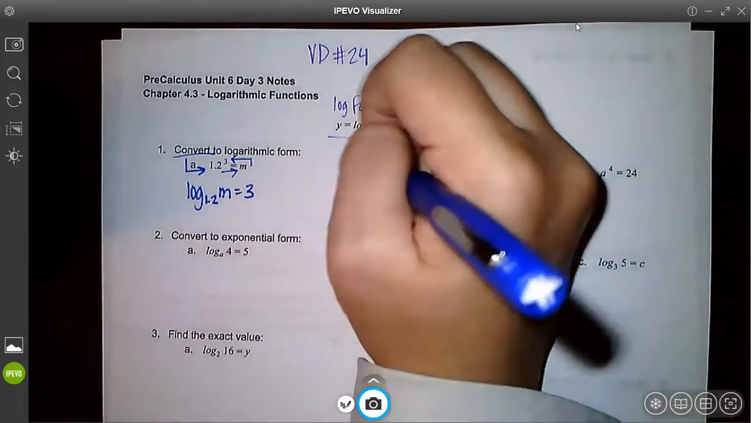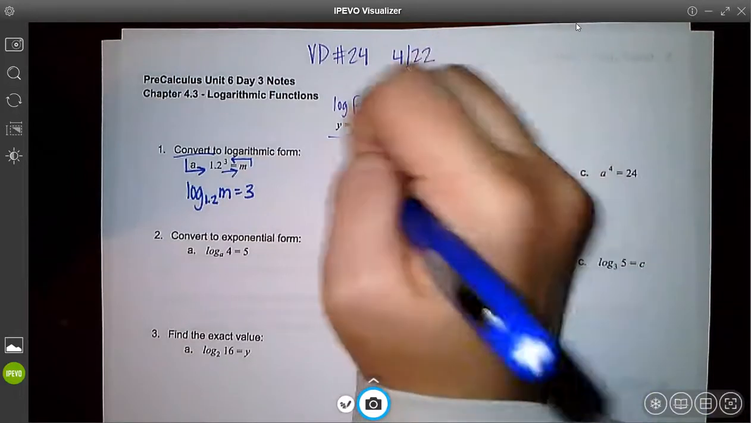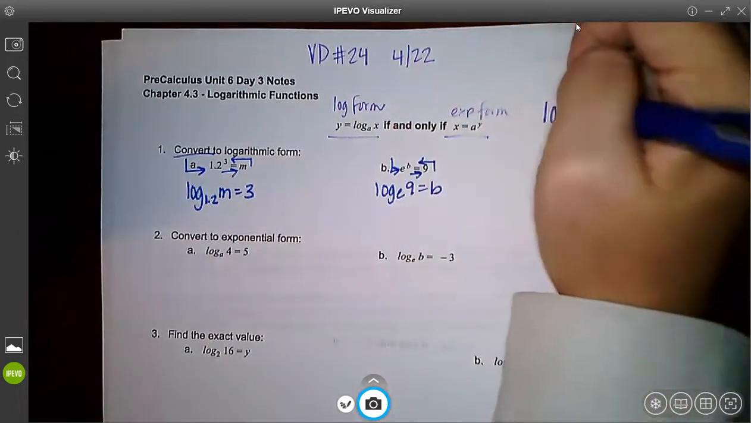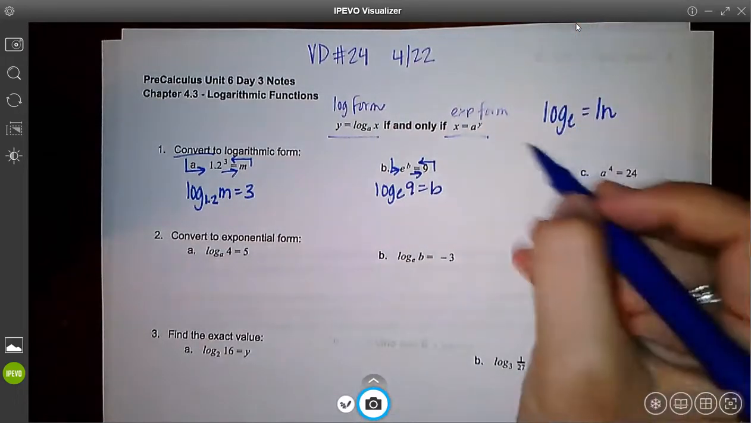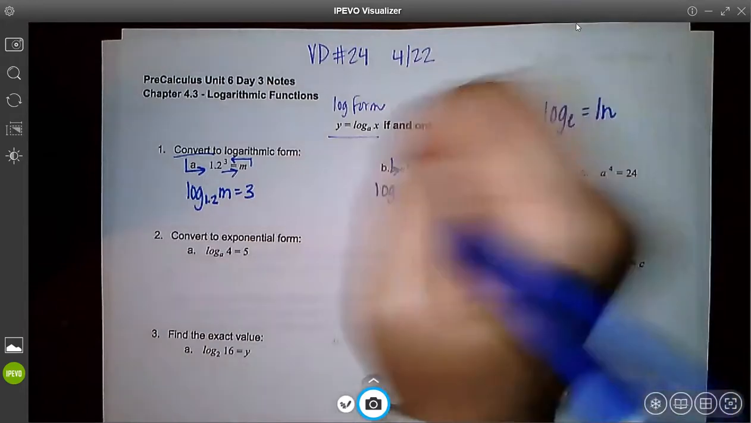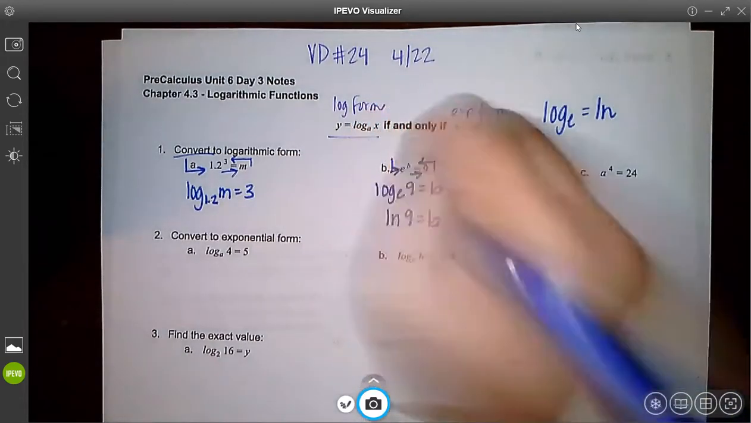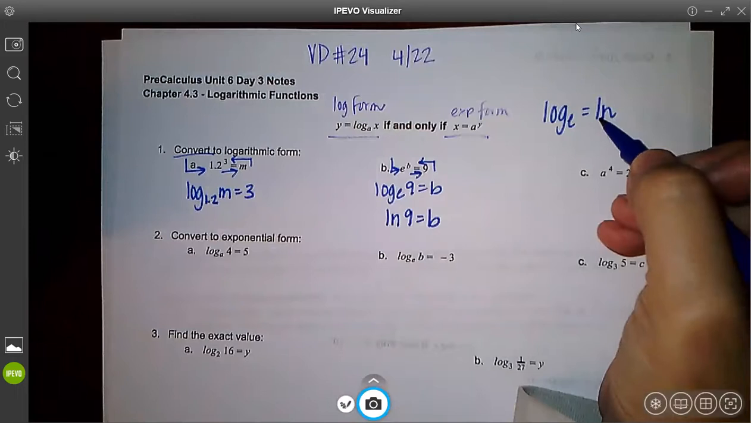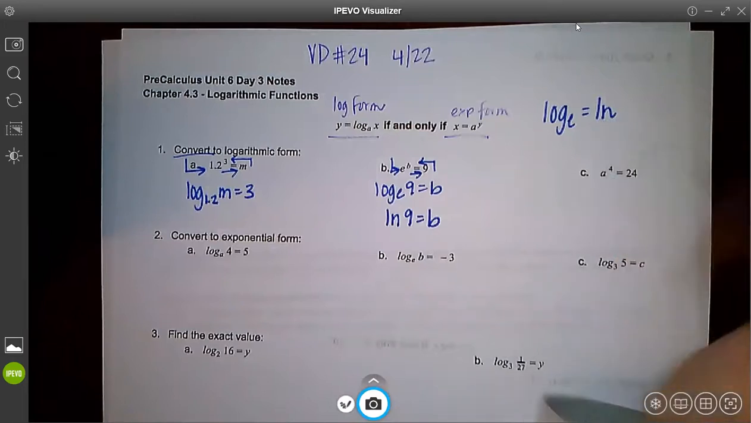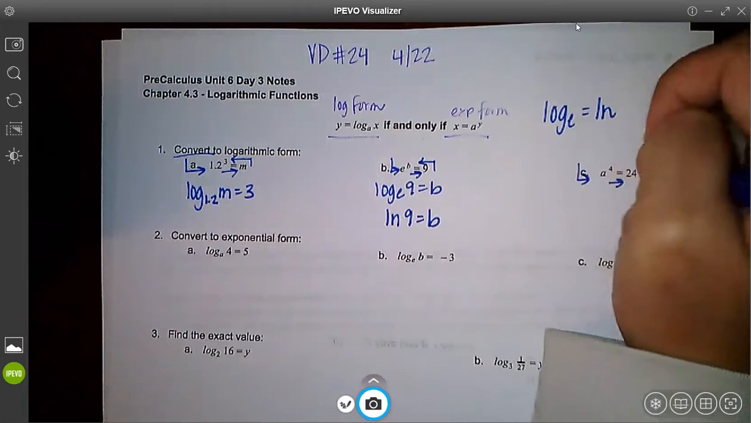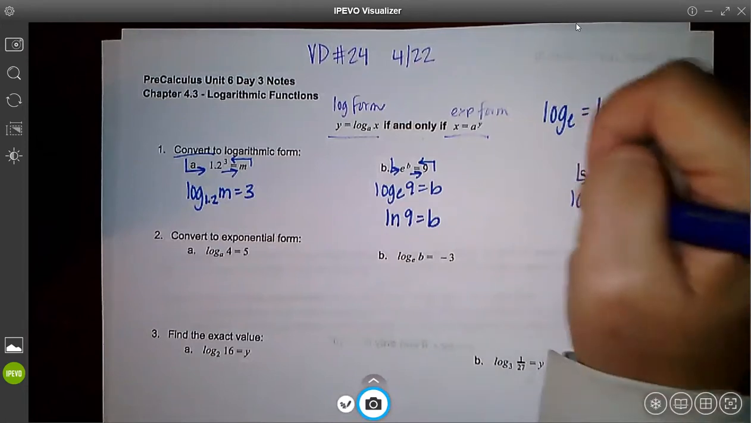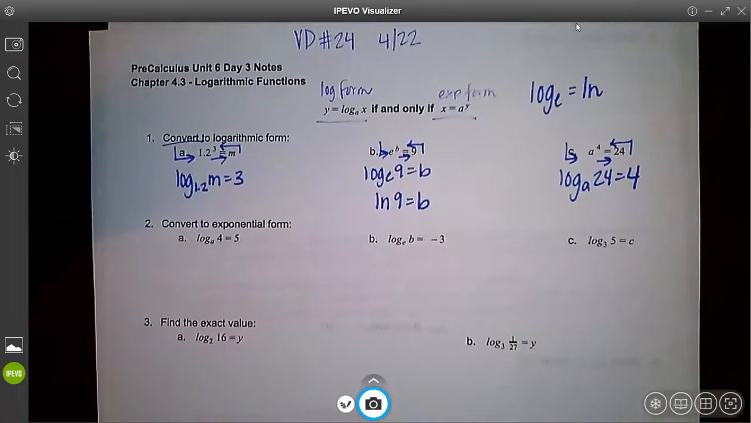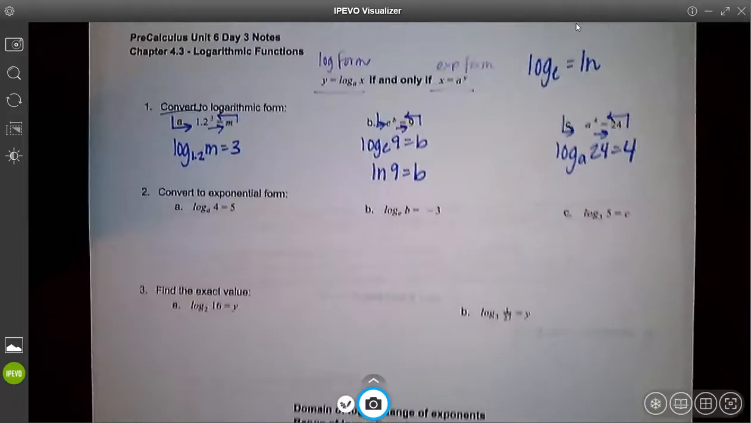Here, log base e of 9 is b. Log base e is then natural log. Don't leave it as log base e. I need to know that you know that's the natural log, so we're saying the natural log of 9 is b. That's an L, not a 1. Converting again, log base a of 24 is 4. We'll use this conversion when we're solving equations for the most part.